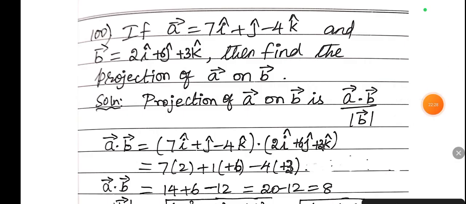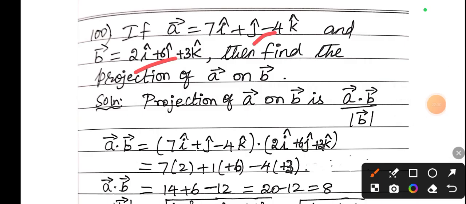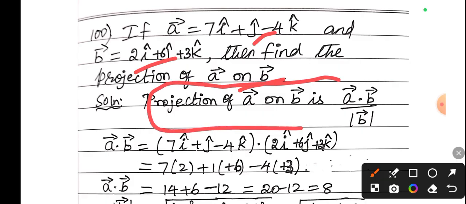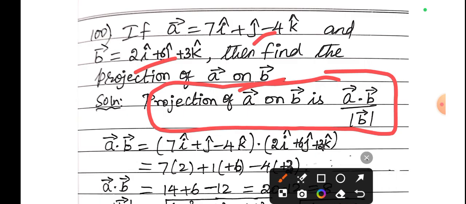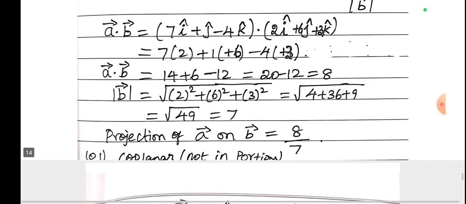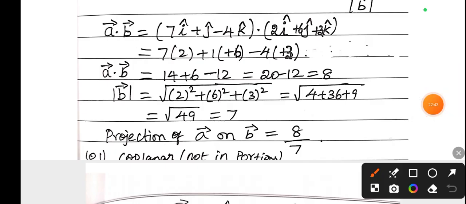So 100th question, children. A vector is given, B vector is given. Find the projection of A vector on B vector. You know very well, it is there in the NCERT book itself. Projection of A vector on B vector is A vector dot B vector by magnitude of B vector. Do the dot product. Once you do the dot product, we are getting the value as 8. And do magnitude and we are getting 7. So projection of A vector on B vector is nothing but 8 by 7.